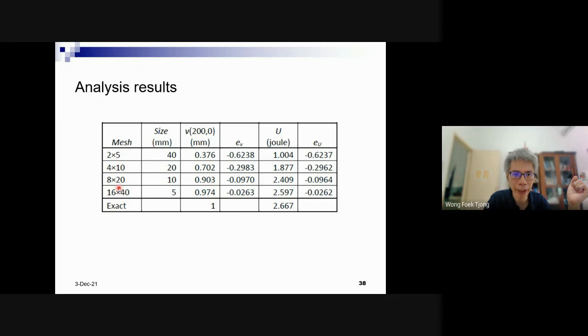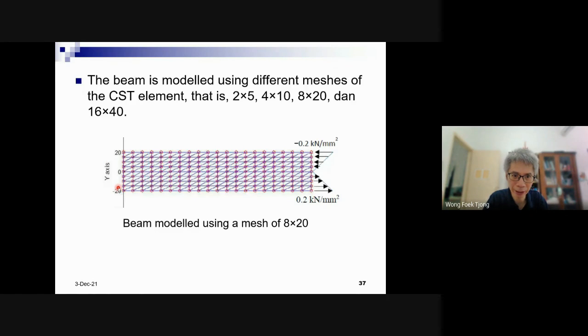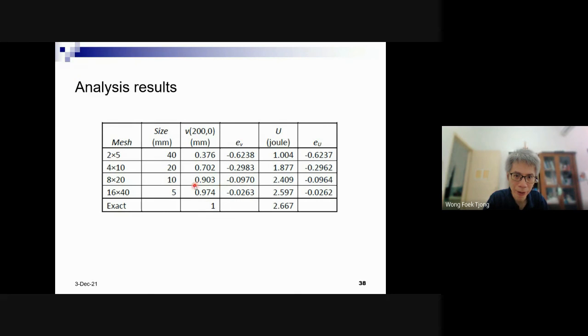How about if we use 8 by 20, like this mesh? We obtain this result, 90%, so the error is almost 10%, also in strain energy. So I divide it again by 2, and this is actually a very fine mesh. Now the error is below 5%, both in terms of displacement and strain energy. So you see, the performance of the CST is quite poor.